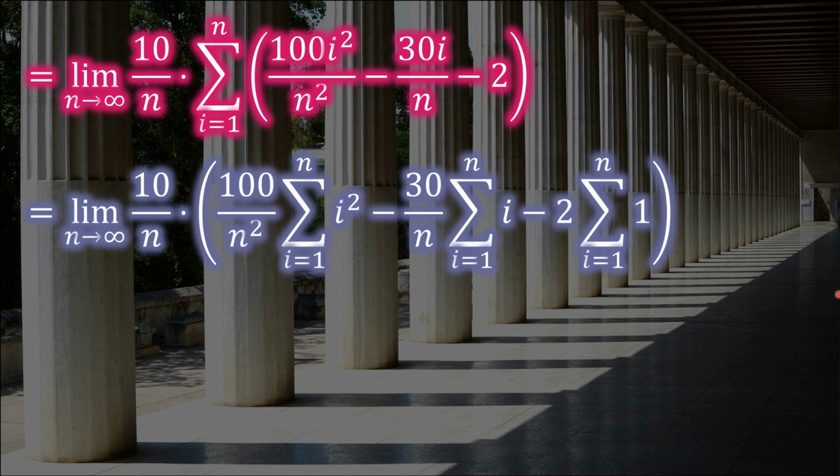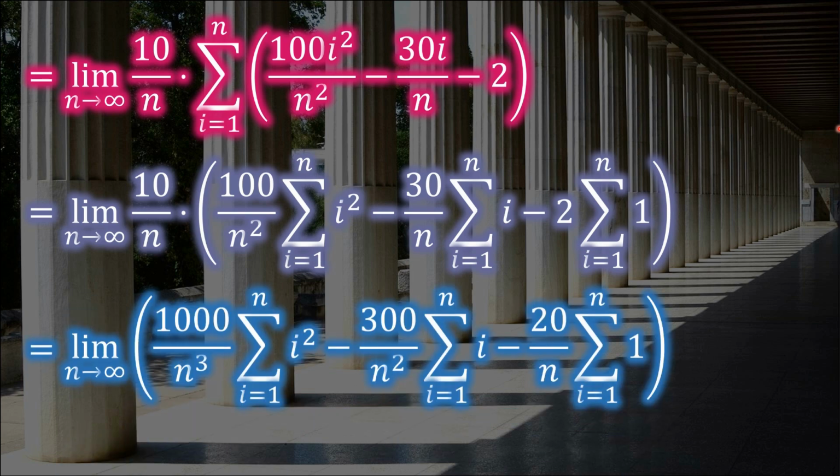Splitting up the summation over its 3 terms lets me invoke the 3 summations that I'm going to know something about. From my first term, I'm able to pull out that 100 over n squared, leaving i squared on the inside. From my second term, I can pull out this negative 30 over n, leaving just i on the inside. And as for this minus 2, well, I decided to write it as pulling the 2 out and leaving 1 on the inside, to highlight that I actually do know this summation. And I do. I know all 3 of these. The rule for i squared is hideous, but it is what it is.